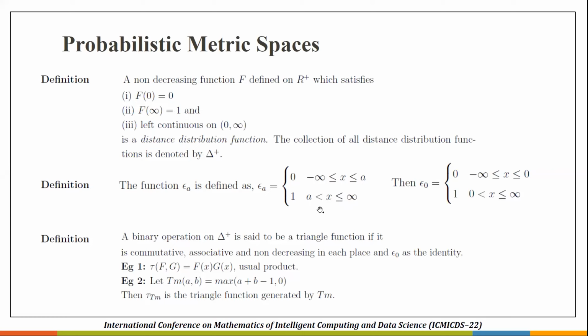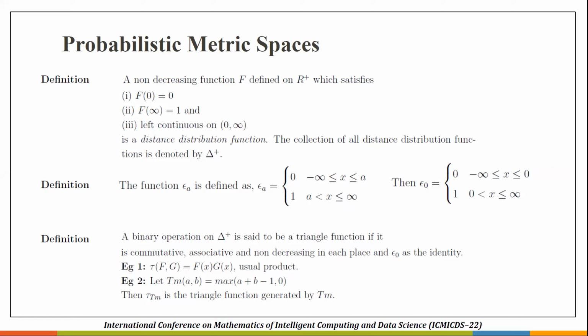We know a usual metric space is a non-empty set together with a metric D defined on it, and the metric D assigns a deterministic distance between any pair of points in the non-empty set. But here the idea is something different. For that, we define the distance distribution function.